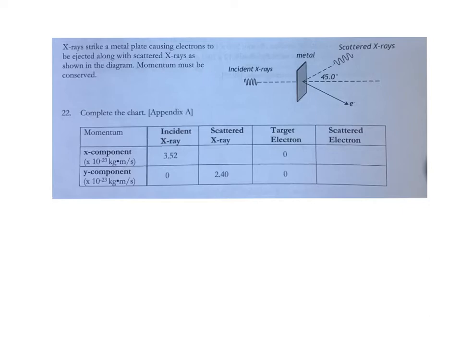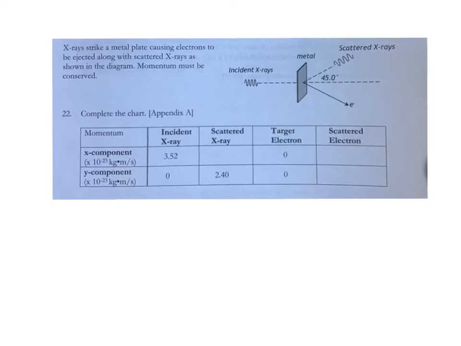When we look at our momentum, the incident X-ray and the scattered X-ray, we know that momentum has to be conserved in both dimensions. So initially, this is my initial momentum, and everything has to be equal to that.